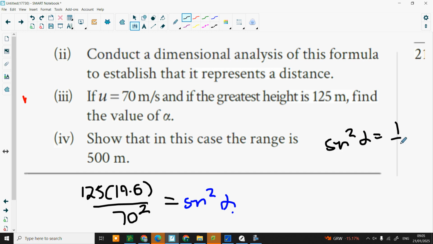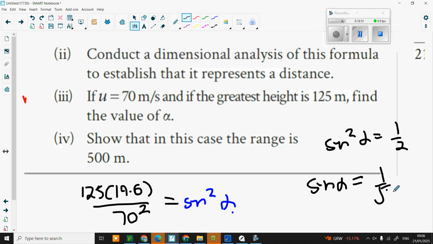Now, square root the other side. Square root of half. Now, sine alpha is 1 over root 2. Yeah? Now, what I want to do is sine inverse that. I think you get 45 degrees. Cool.